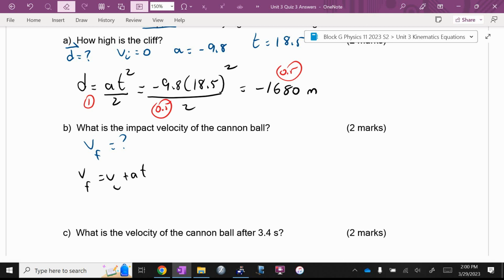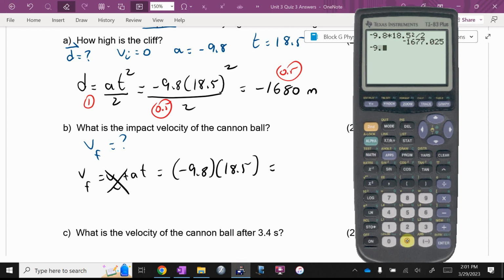Where I will force you to use an answer to find an answer. I contrived it that way on purpose. Can't do part B without part A. It's going to be, oh, you know what? I didn't even need to write the VI, did I? I could have just written VF equals AT. So it's going to be negative 9.8 times 18.5. I'm going to get a negative answer.